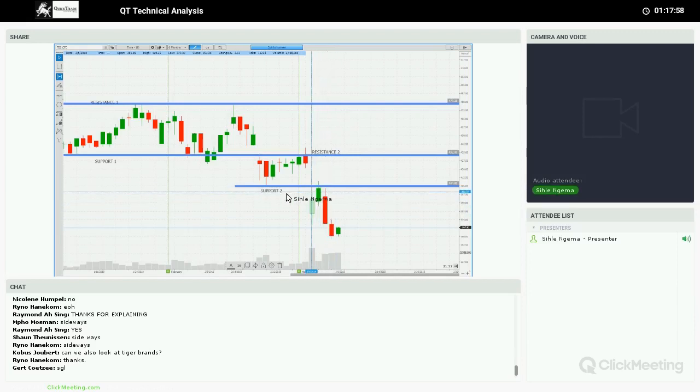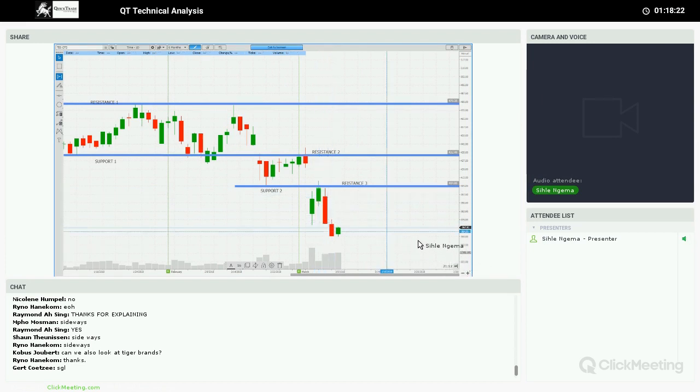It opened a gap below support 2. It went up to support 2, which is now changed into resistance 3. It has changed into resistance 3, hence the share for the month of March is busy coming down.